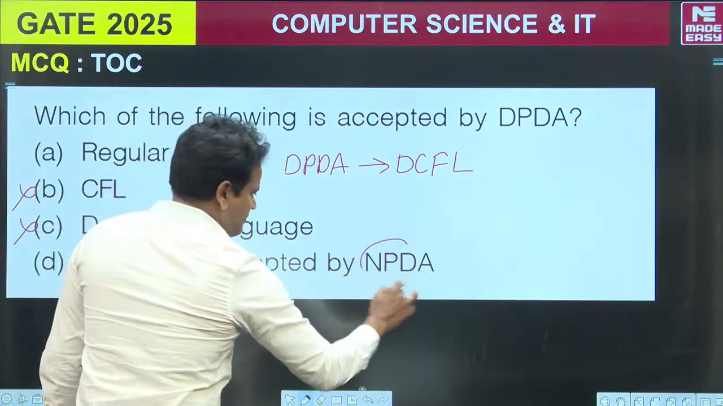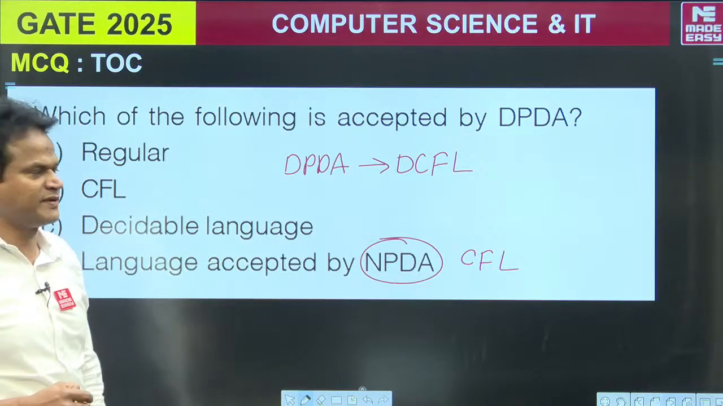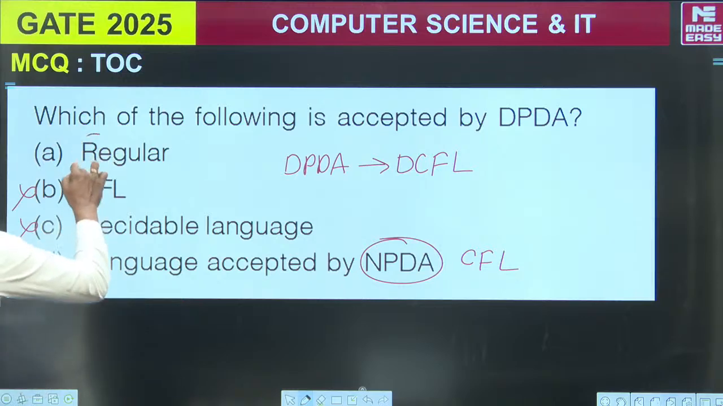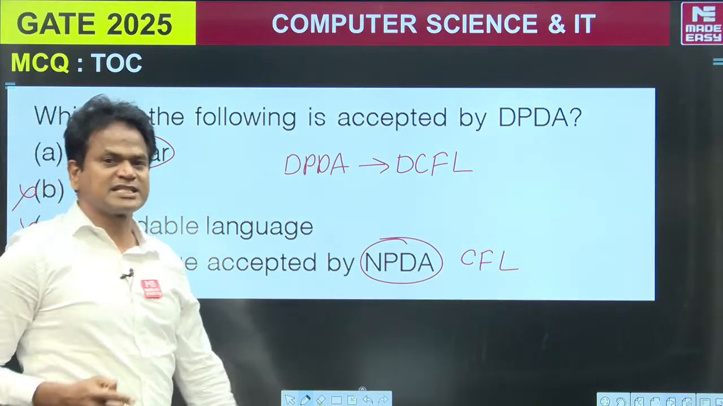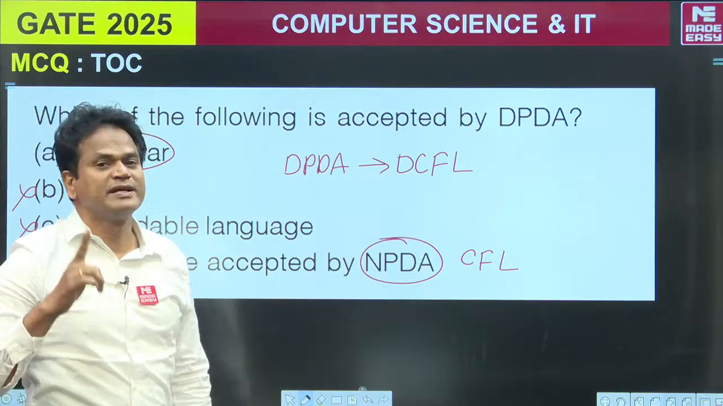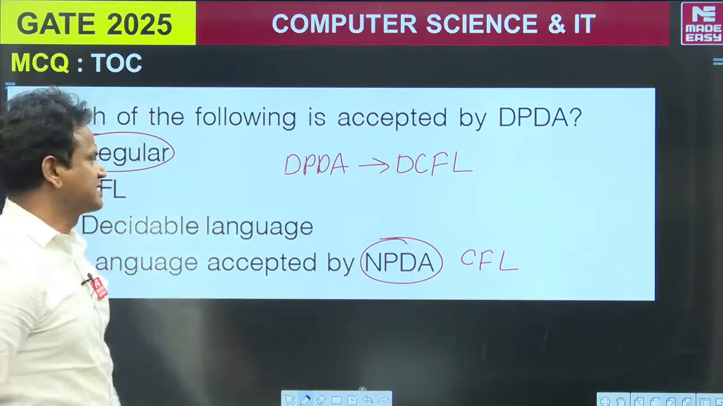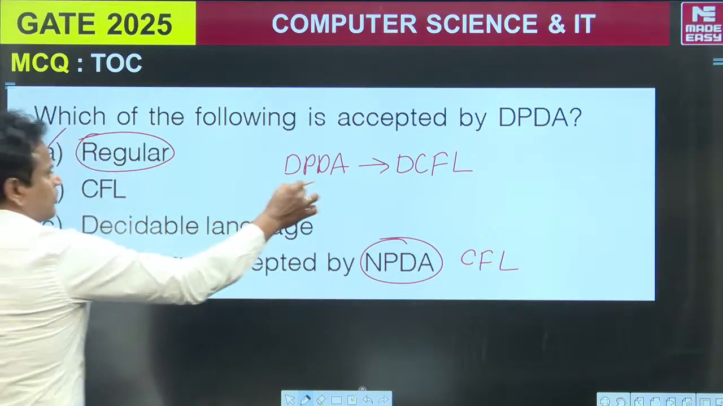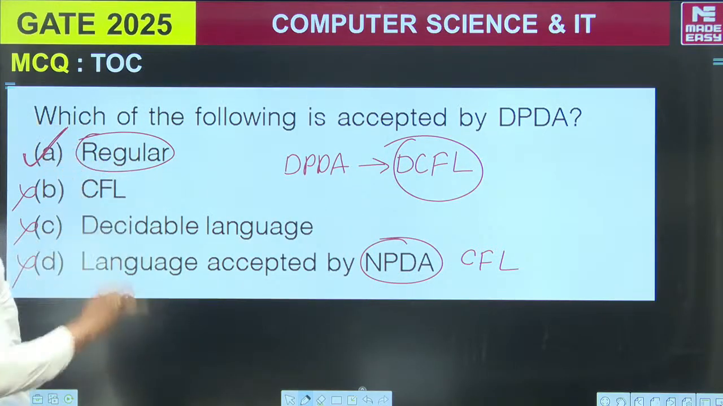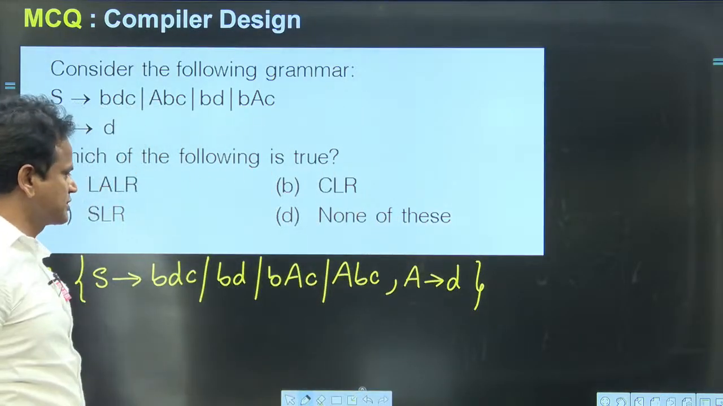Language accepted by NPDA. NPDA accepts what? CFL. Every CFL cannot be DCFL, right? So the DPDA cannot accept all CFLs. This is also not correct. Then what? Regular. A regular language is accepted by finite automata. Whatever finite automata accept is also accepted by DPDA. So every regular language is also DCFL, and every regular language is accepted by DPDA. So here, even though DCFL is not given, every regular language is DCFL. So among the options, this is the best one, regular. Okay, next. So that's all the questions we have from TOC.